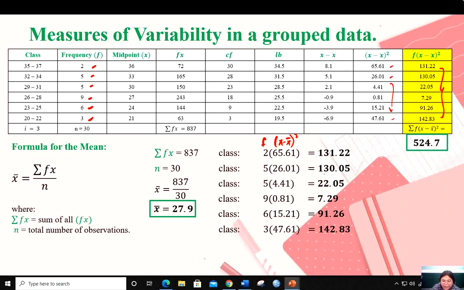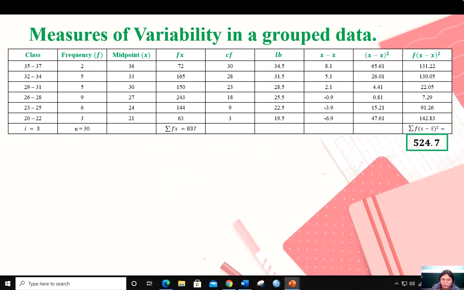Okay po? Bakit natin kinuha yan? Kasi kailangan natin yan sa pagkuha ng variance and standard deviation. Okay, so kompleto na yung ating FDT. Okay, now we can get the variance. So this is our formula. This symbol is called sigma.